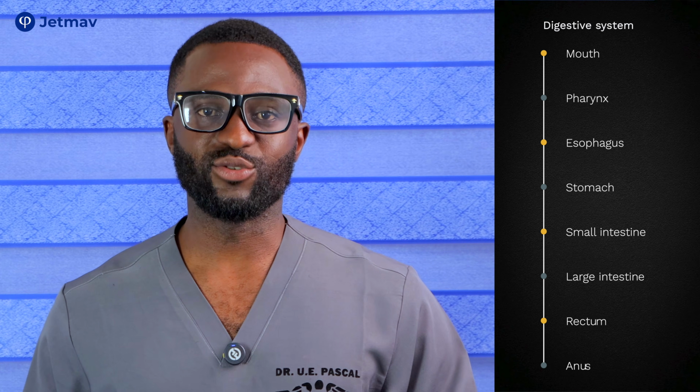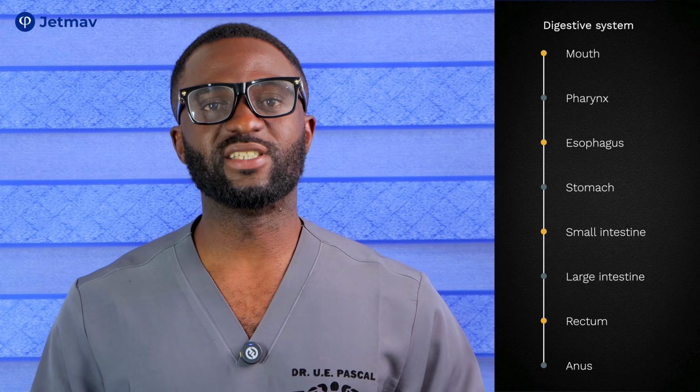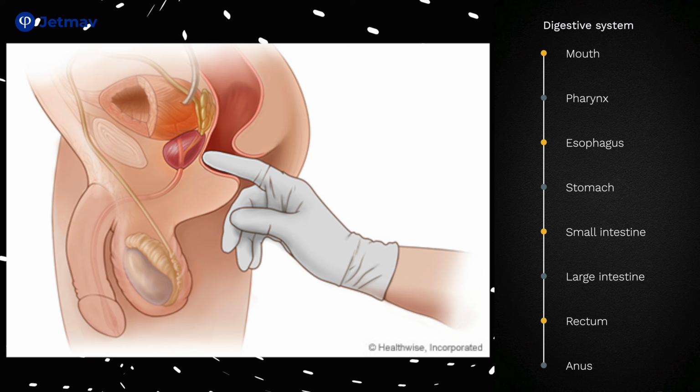Digestive system examination is different from abdominal examination. In digestive system examination, you're starting from the mouth to the anus. But for abdominal examination, we focus on the abdomen, which is the area between the chest and the pelvis. It also extends to involve the digital rectal examination. Abdominal examination, just like every other examination, is used to elicit signs which will help you to make your diagnosis.